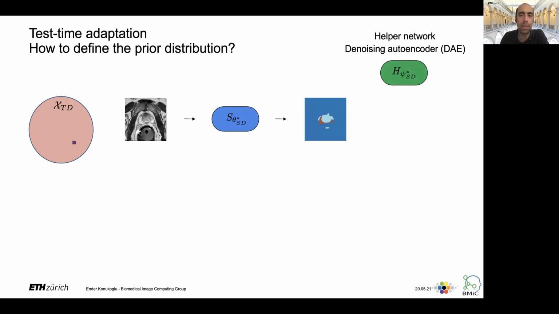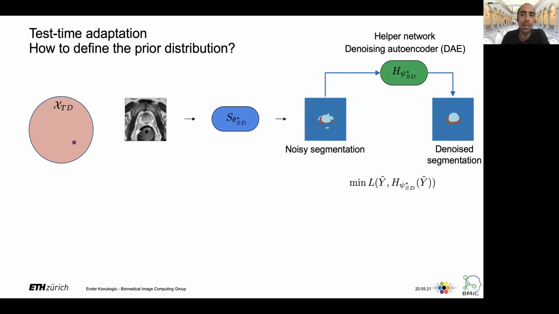Effectively, it takes the segmentation and tries to project it onto the plausible set of segmentations. If the segmentation is already in the plausible set, meaning that it is a segmentation that I can actually get, a really possible segmentation, then the difference between the input and the output should be 0. If it's not, then the difference should not be 0. So we use this difference between the input and the output of this denoising autoencoder, the helper network, as the main cost to drive the adaptation process.